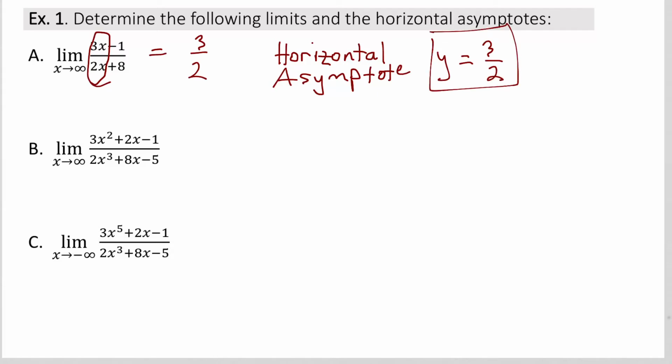In the second case, if I look at my highest degree terms here, x is approaching positive infinity. The degree of the numerator is 2, the degree of the denominator is 3, so I have the case where we're going to approach 0 on the left and the right. So we say the limit as x approaches infinity is 0, and we'll have a horizontal asymptote, y is equal to 0.